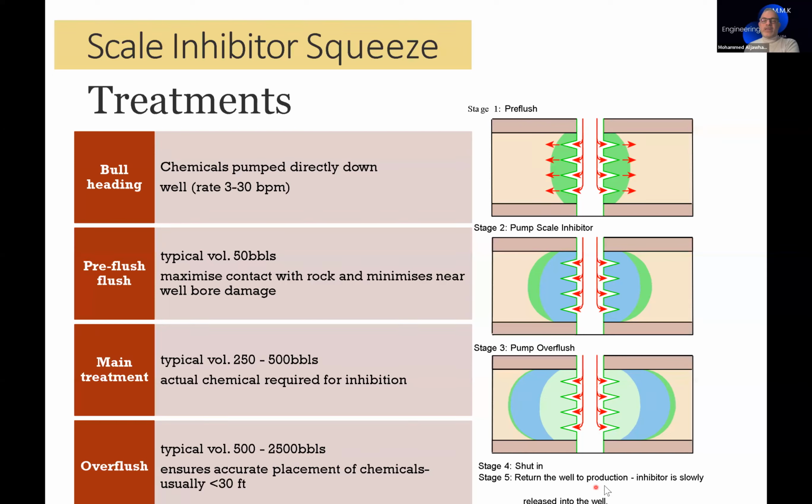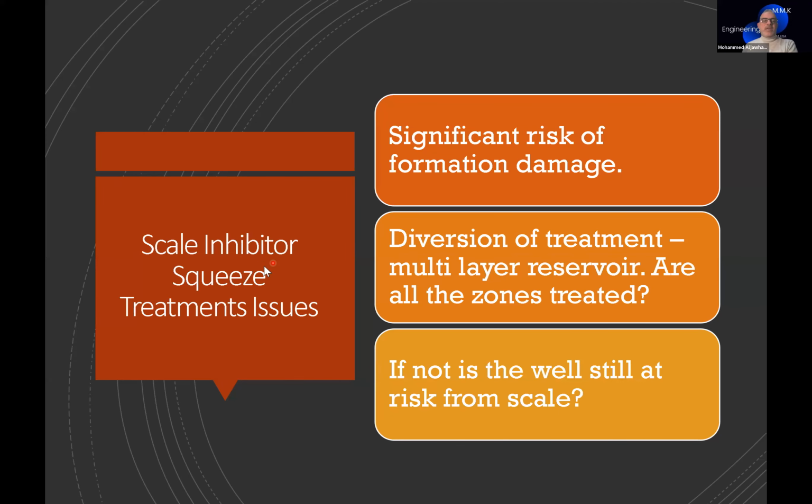Otherwise, the well cannot be on production again, or we don't have the accurate fluid after we do our treatments. So in scale inhibitor squeeze treatment issues, there is a significant risk of formation damage. This is one kind of problem we're facing after doing the scale inhibitors. So we get a formation damage.